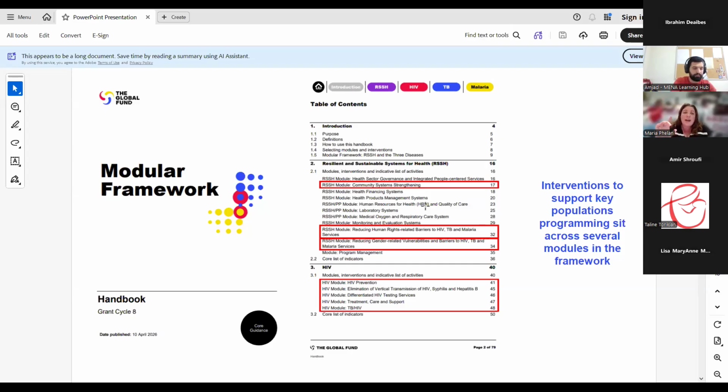And I just want to briefly touch on the human rights modules here, and then we'll go to the next slide to mention that the reducing human rights barriers and reducing gender vulnerability barriers to HIV, TB, and malaria services are now in the RSSH module. So what was there before under disease-specific modules is still within the modular framework, but it's been moved in order to allow both for cross-cutting interventions that cut across all diseases and have a longer-term point of view, and then those that can be disease-specific and can be incorporated into programming for key populations.